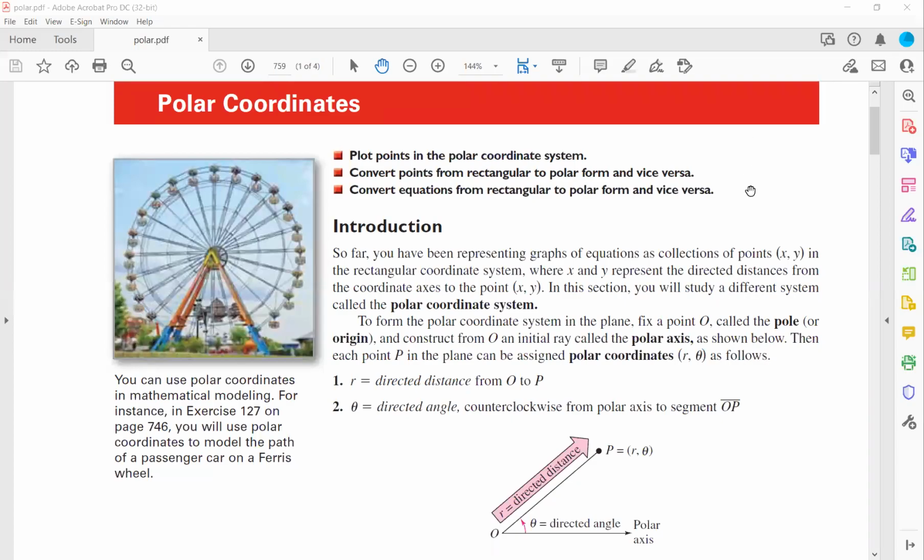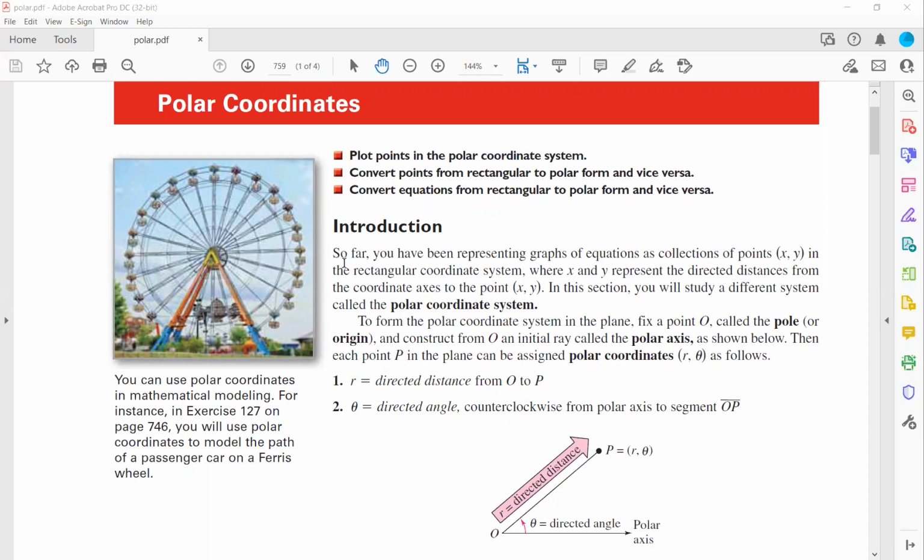Let's talk about polar coordinates. We're going to introduce a new system which is different from the rectangular system with X and Y, and we call it a polar system. Later on in calculus, you're going to learn about the cylindrical coordinate system and also the spherical coordinate system.